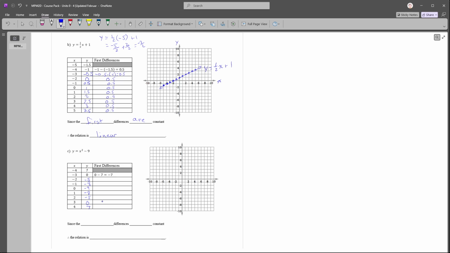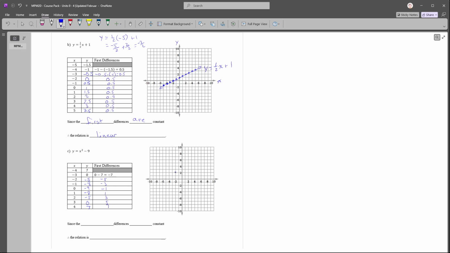Huh. All right, well, let's calculate our first differences. 0 minus 7, that gives us negative 7. Negative 5 minus 0, oh, that's negative 5. Negative 8 minus negative 5, that gives me negative 3. Well, this is unexpected, isn't it? If we keep going, we're going to get negative 1, 1, 3, 5, and 7.